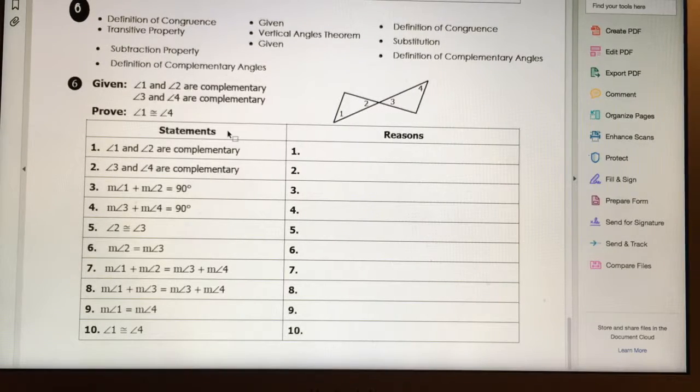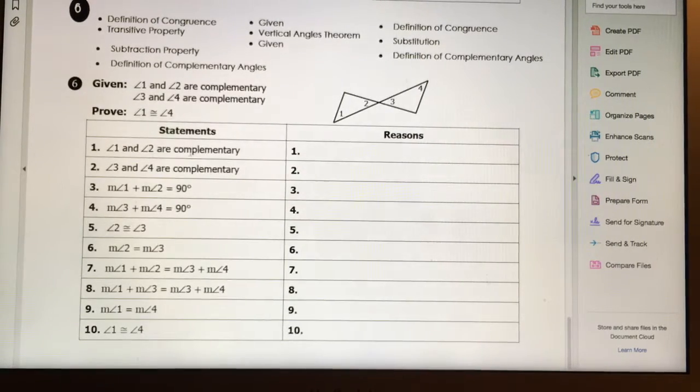All right, last problem, number 6. Very last one on homework 5 in unit 2 of geometry. So this is another angle proof. Let's go through each statement and see which of these rules, definitions, properties, or theorems allows us to say each one.